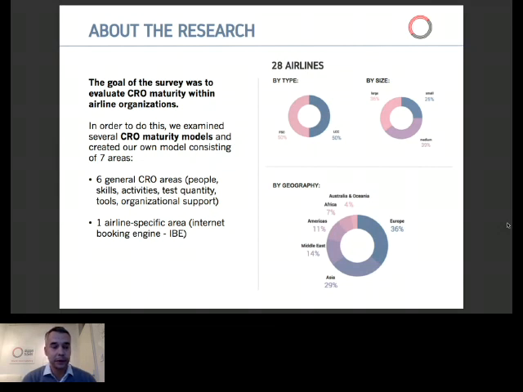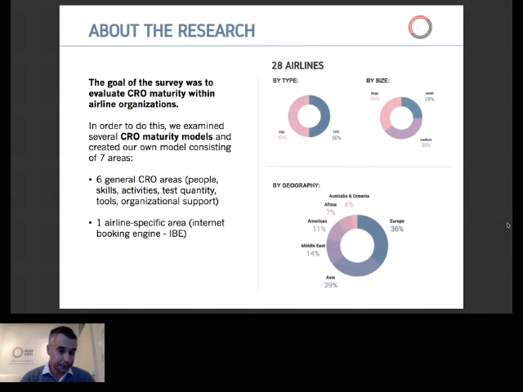On the left side, you can see what we were evaluating and asking. Basically, it wasn't very complex. We just wanted to assess one thing: the CRO and experimenting maturity within the different airlines.